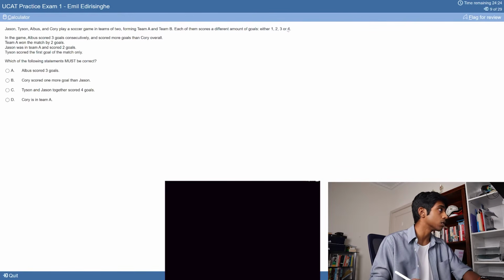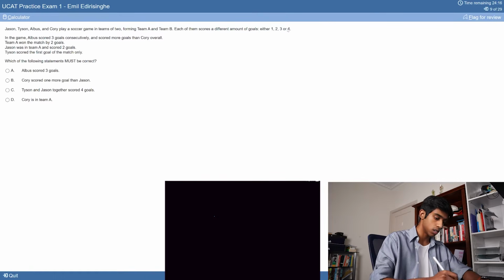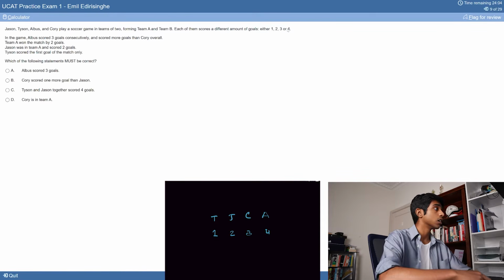Team A won the match by 2 goals. Jason was in Team A and scored 2 goals. Tyson scored the first goal of the match only. Okay, so Tyson scored 1 goal. Jason scored 2 goals. Albus scored more than Corey, so it's 3 and 4.